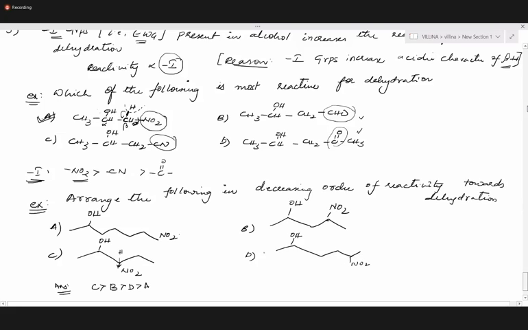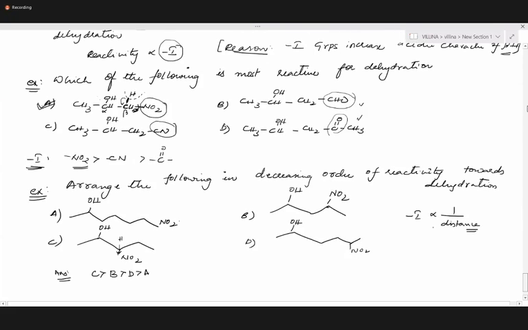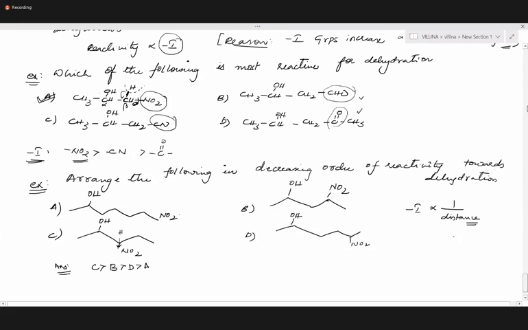So how are we comparing the reactivity? The minus I effect. The minus I effect is inversely proportional to the distance. Even if the minus I effect favors the removal of the beta hydrogen, if it is farther away, it won't have much effect on it. So that's how we are trying to compare the reactivities over here. Okay, so this is one way to look into the reactivities of alcohols.